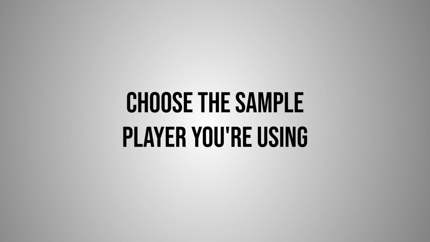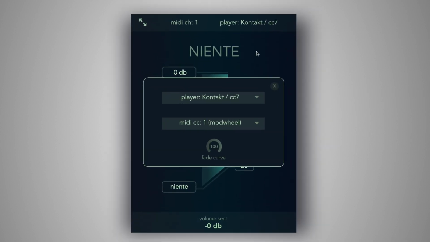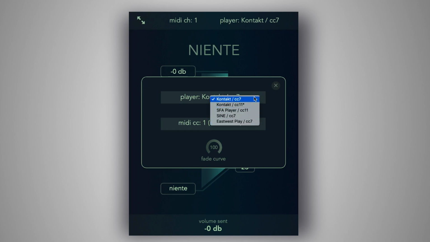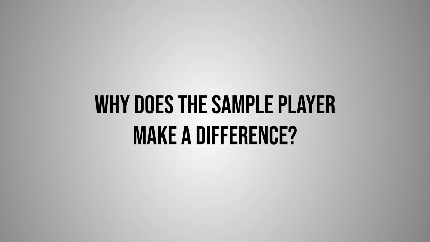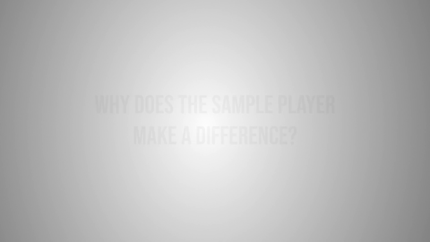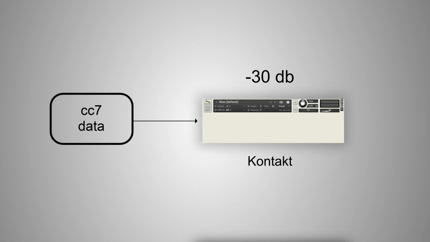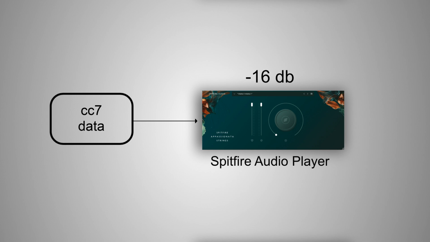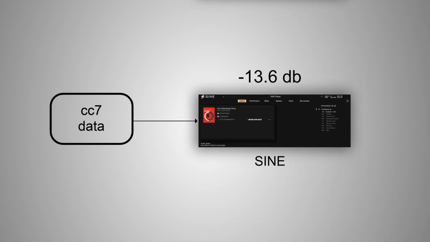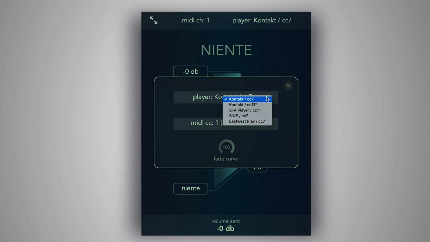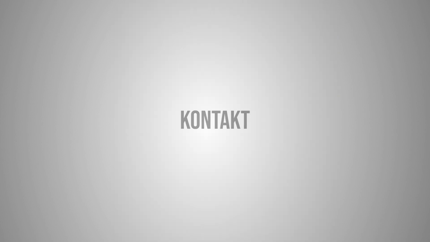So this brings us to the first important step, which is before you start playing your instrument, you want to make sure you go into the menu and choose the sample player that you're using. Okay, but why does that matter? Well, it's because every sample player responds differently to CC7 or CC11 information. So, for example, if you set a CC7 value of 42, in Kontakt, your volume will be minus 30, in Spitfire, minus 16, and in SINE, minus 13.6. So if you're not setting the right sample player, your values are going to be off.